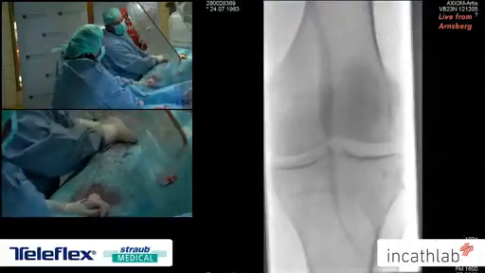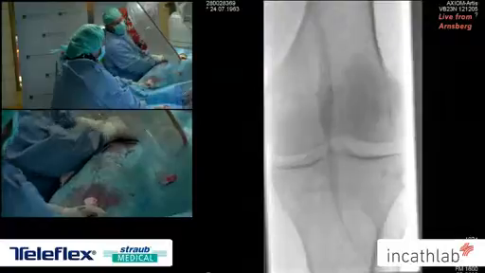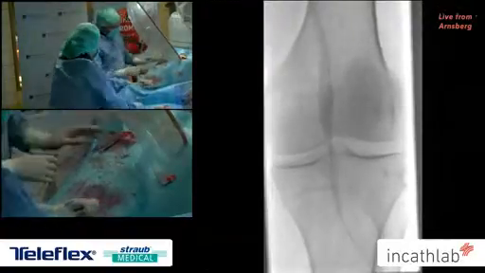1, 2, 3 millimeters. Okay. Yeah, let it dilate here. Okay.